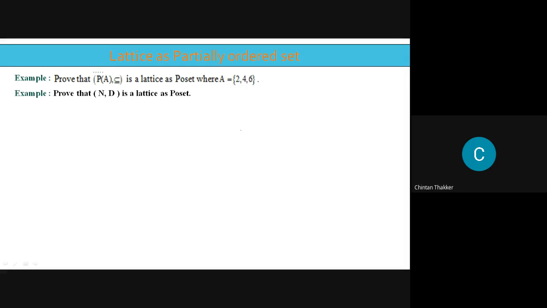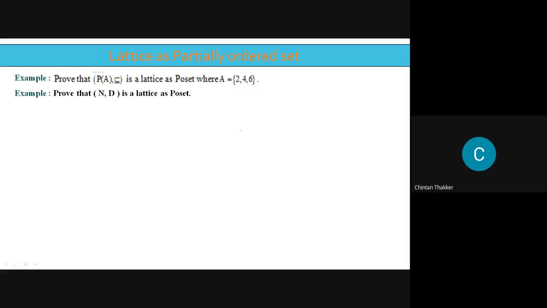For any x belongs to N, x can be written as x equal to 1 into x. So x divides x, therefore it is reflexive. Then for any two x comma y belongs to N, if x divides y, then x is less than y, so y cannot divide x, and therefore it is anti-symmetric.